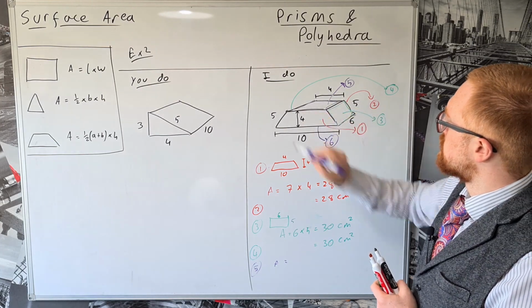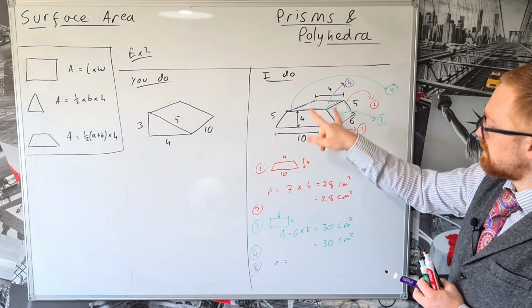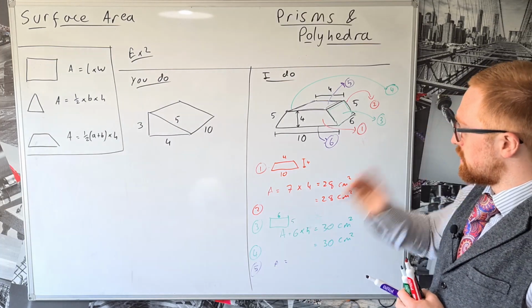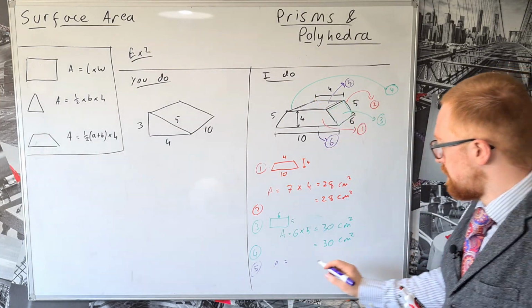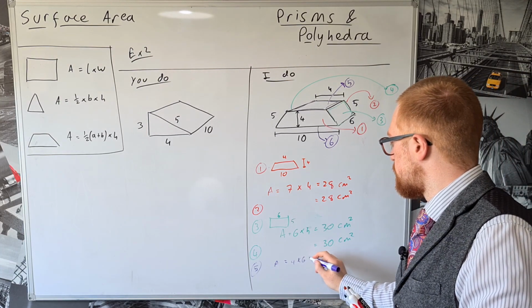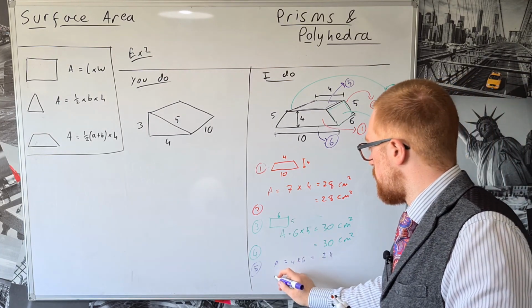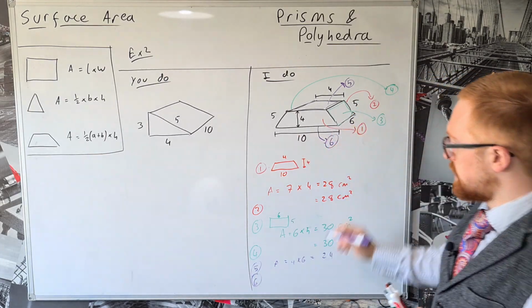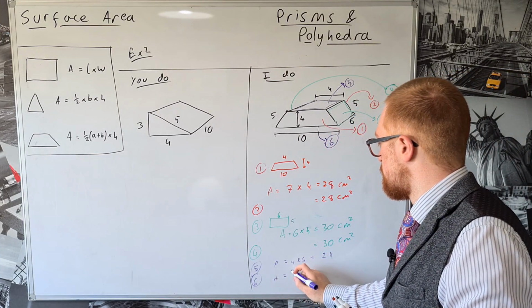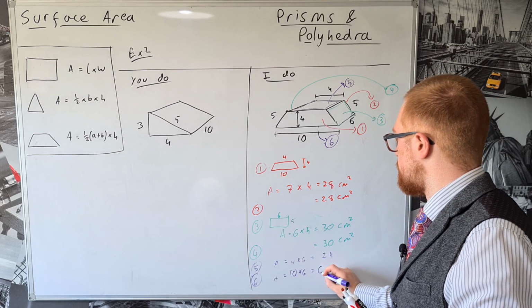So I won't draw this one out because I don't want to run out of space. But again, in an exam, I sort of hope that you would. It's 4 wide by 6 deep. So it's 4 by 6, which is 24. And number 6, the area is 10 times 6, which is 60.